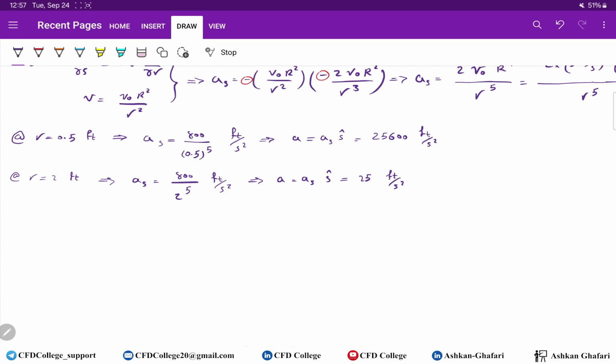And this is the end of this tutorial. We solved 3 problems regarding acceleration and velocity. I hope you enjoyed it and learned Fluid Mechanics 1.